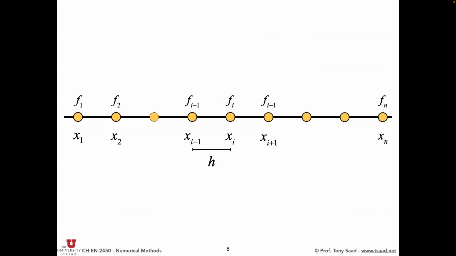Now the distance between the x values, we're going to fix it at h, equal spacing everywhere. We're going to extend that to unequal spacing later. But for simplicity now, we're going to assume that the spacing between x1 and x2 is the same as the spacing between any of these two points. Now this should remind you of what we did with the heat transfer problem, right? When we discretized and we had that delta x, that's the same thing, h, okay?